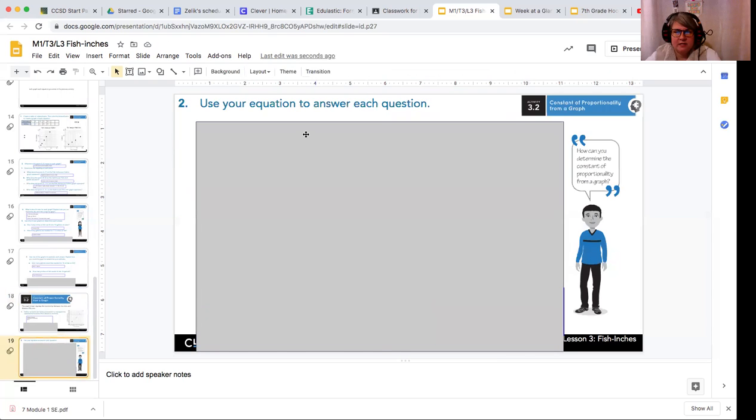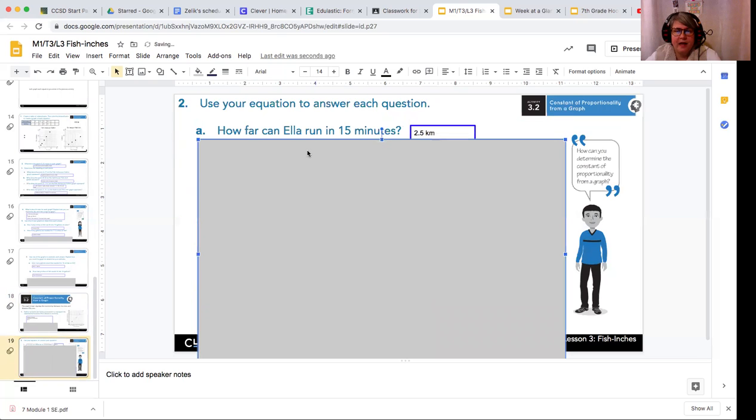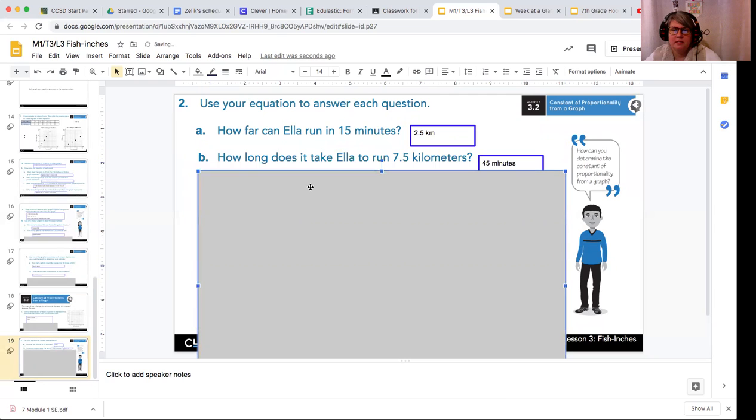So use your equation to answer each question. How far could she run in 15 minutes? She could go 2.5 kilometers. How long does it take her to run 7.5 kilometers? It takes about 45 minutes, assuming she's running at a steady pace.